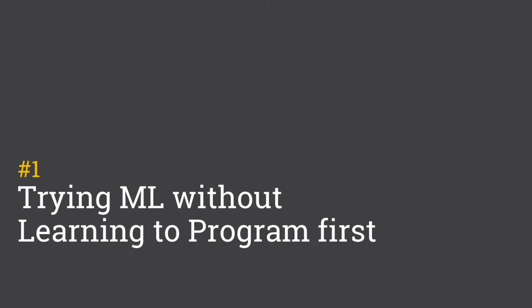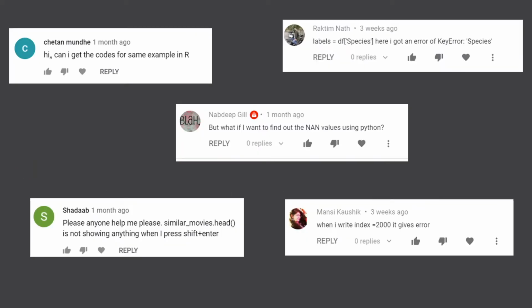Number 1, trying machine learning without even learning programming first. If you look at most of the comments on our YouTube channel, they are not on any math concept or even a machine learning concept. They are mostly around errors that people face while they are trying to execute a piece of code which they bluntly copied, or they are trying to execute without even understanding it first.